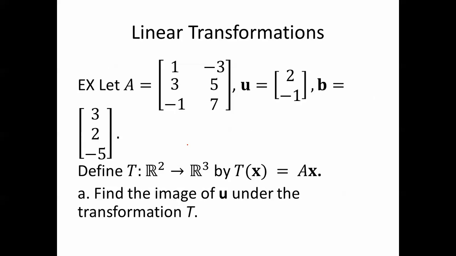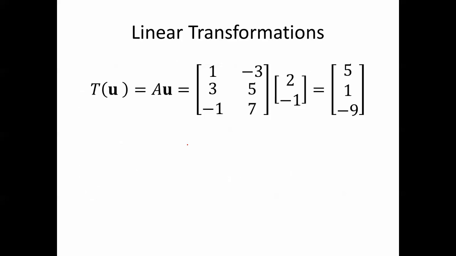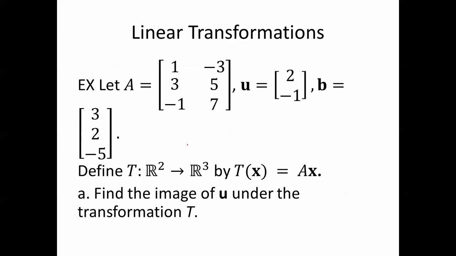Let A be the matrix [1, -3; 3, 5; -1, 7], u is (2, -1), b is (3, 2, -5). Let's define T to be a transformation from R2 to R3. We'll define it by T of x equals A times x. Let's find the image of u under the transformation T. Well, T of u, based on the definition, is Au.